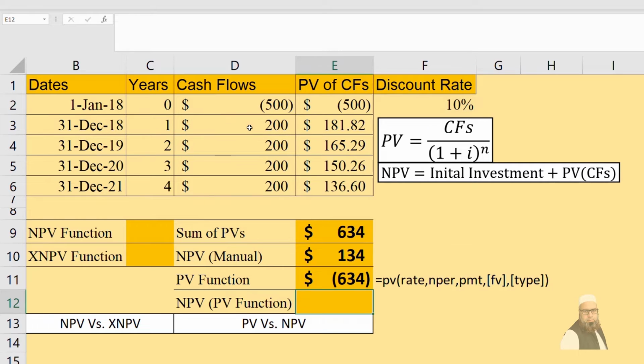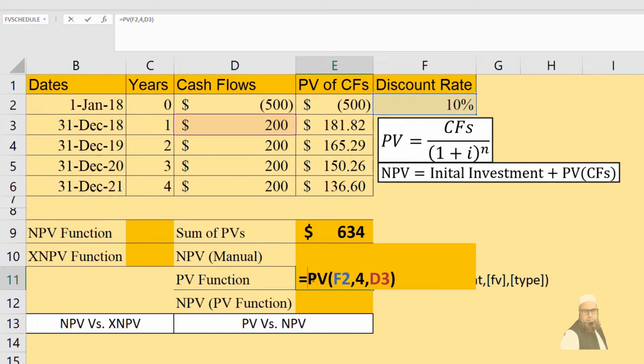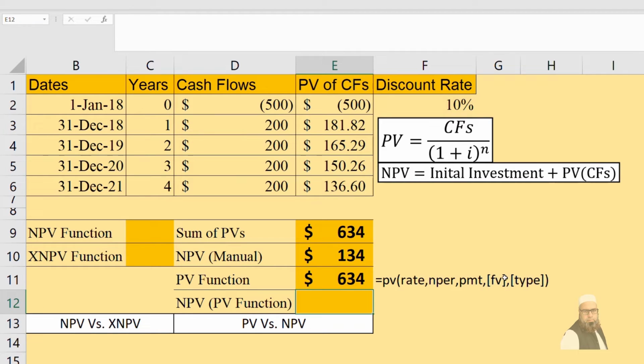Close the parenthesis, press enter. So the present value is computed. The answer is in negative form. To bring it into positive form, we will put a minus sign before the present value function and the answer will be positive. That is the present value of cash flows, that is 634, and NPV is equal to the initial investment plus the present value function value, that is 634. The answer is 134. It means if we calculate the present value using the manual way or using the present value function, the answer remains the same.